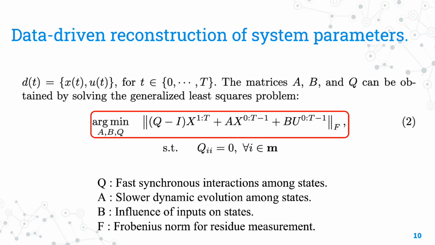The constraint that the diagonal elements of Q are zero ensures that there is no self-feedback within the faster dynamics. This approach allows us to optimally infer values for A, B, and Q, achieving accurate reconstruction of the system parameters.